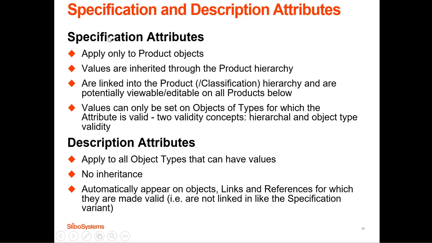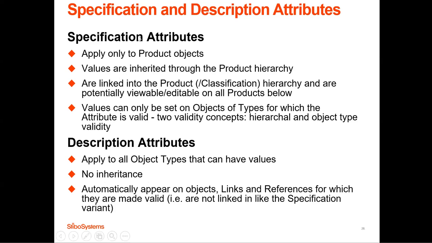Specification attributes are linked into the product hierarchy and are potentially viewable or editable on all products below. As I said, it's only applicable for product objects. I'll show you how you can link the specification attributes on the products. And here you can see that description attributes automatically appear on the objects. As soon as you provide the validity, it will automatically appear in all the object types.